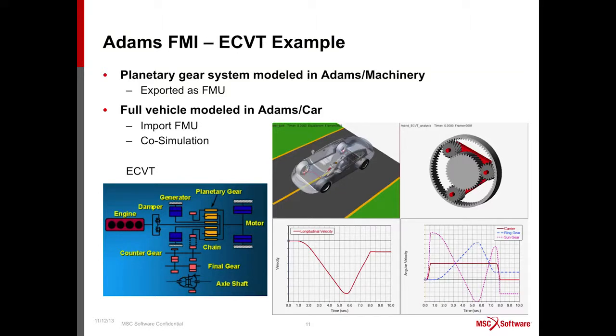an FMU, and that was a slave FMU, and then we imported that FMU in Adams Car, where we modeled the full vehicle, and then hooked that up and did the co-simulation. So here's the schematic of the ECVT and how we hooked it up to get the variable speed of the full vehicle. And so this works, it should work.